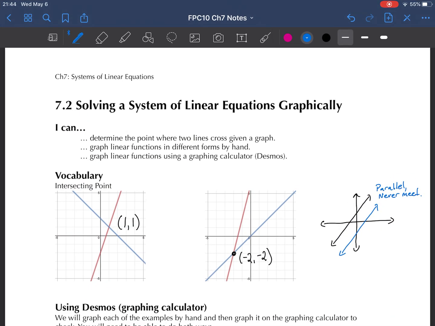All right, so you can determine the point where two lines cross given a graph. Now we're going to practice in the examples graphing equations by hand and graphing the equations using Desmos. So keep Desmos handy when you're doing this.